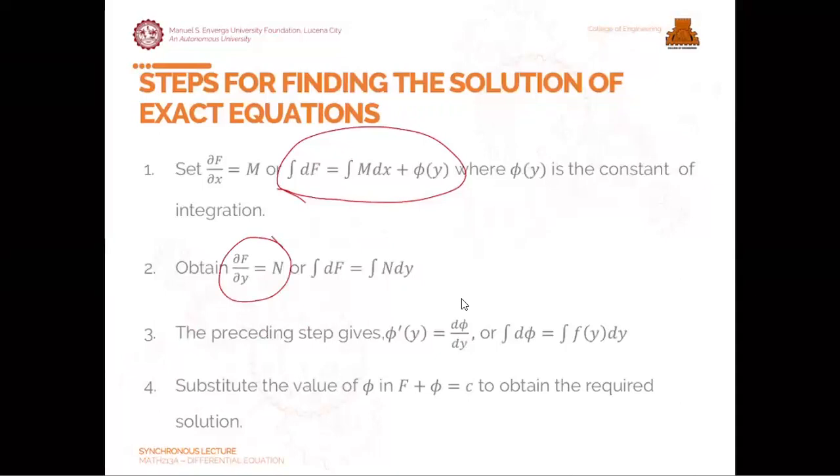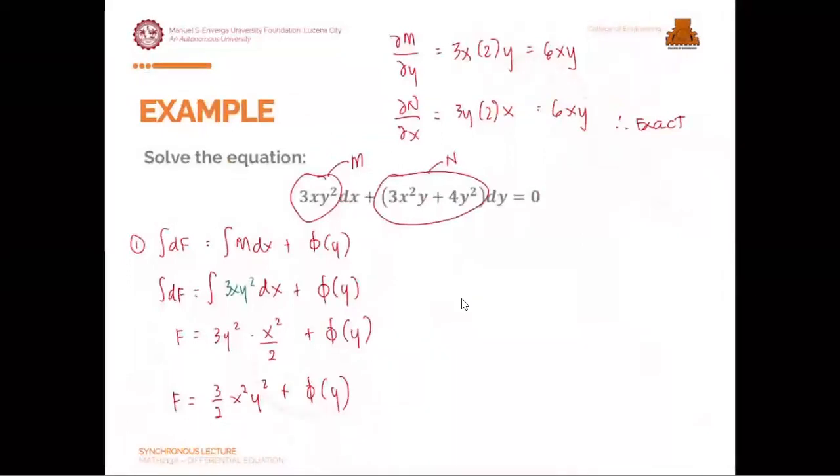Partial of f with respect to y is equal to N. So, this is the value of f that we obtained. We need to take its partial derivative in terms of y, then equate it to the value of N.